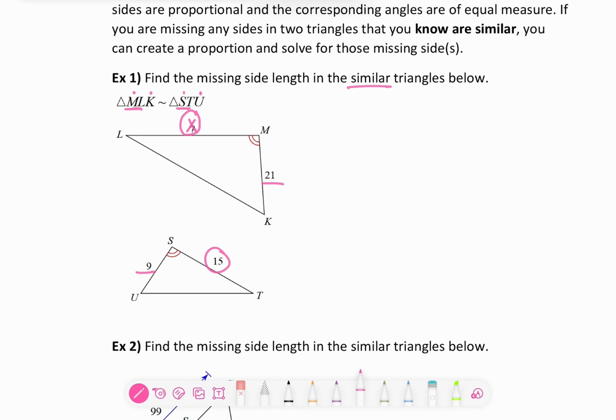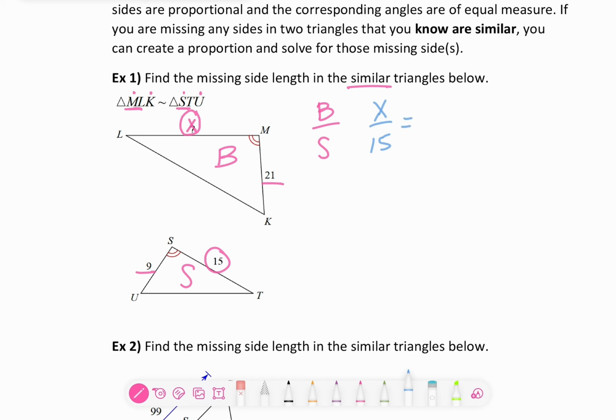Okay, and now we create our proportion, so you need to be consistent. We have a bigger triangle, we have a smaller triangle. Make sure you're consistent. I'm going to go ahead and do bigger over smaller. I'm going to do that for the entire time I'm creating this proportion, okay? So first thing I'm going to start with is X in my bigger triangle, and that corresponds with 15 in my smaller. So I'll do X over 15.